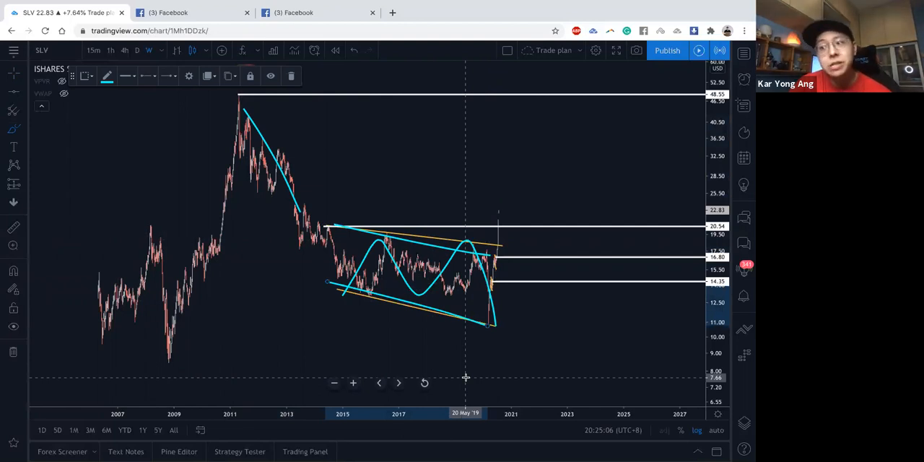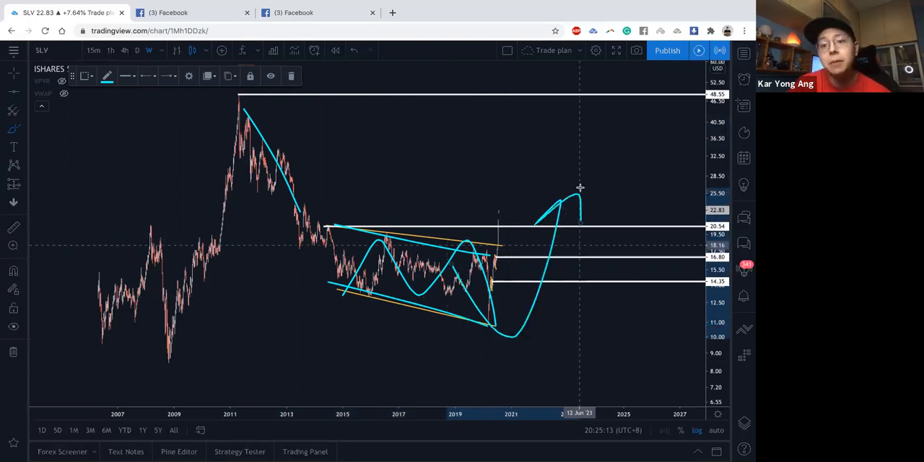And every time we see a crawl pattern, we know the reversal is likely going to happen. 60 to 70% of the time it is going to reverse to the upside whenever we see a crawl pattern like that. And right now, it has come over here. It has broken past this key level around $20.50, which would be a very good take profit level to put.